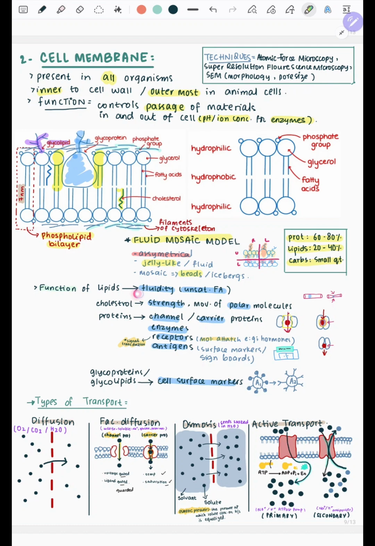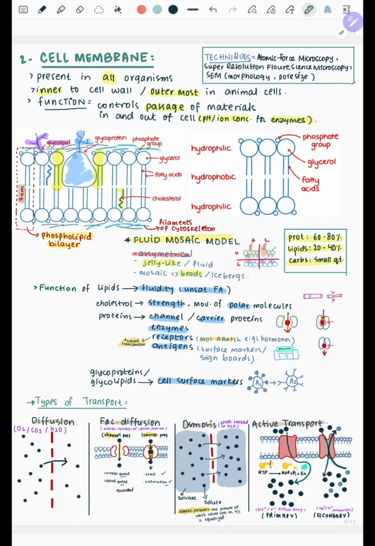The cell membrane provides fluidity, strength, and movement of polar molecules. The proteins perform a number of functions. They can be channel or carrier proteins, enzymes, receptors, antigens. Glycolipids and glycoproteins act as cell surface markers. Diffusion occurs through a semi-permeable membrane along the concentration gradient, and it occurs for oxygen, carbon dioxide, water, and the non-polar molecules. For the water-soluble or the polar molecules, we have facilitated diffusion, a type of diffusion facilitated or supported by the channel and carrier proteins.